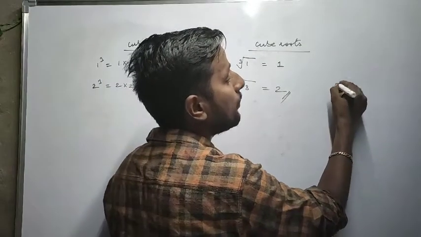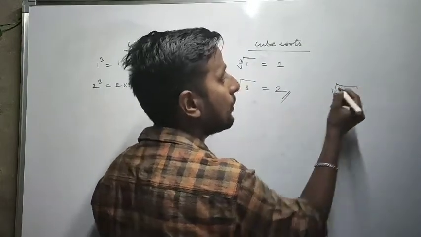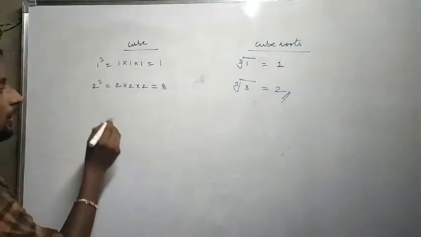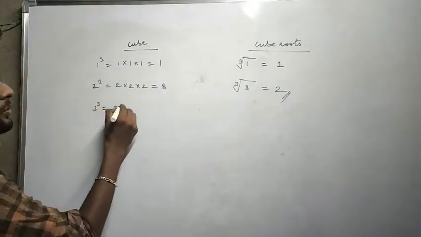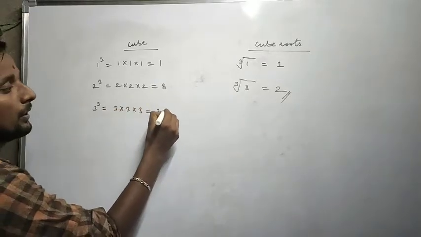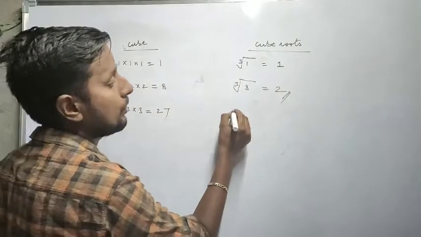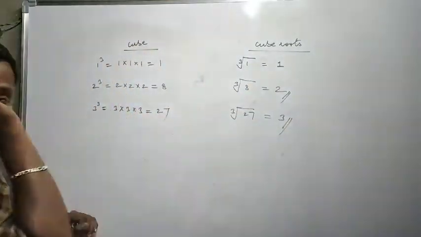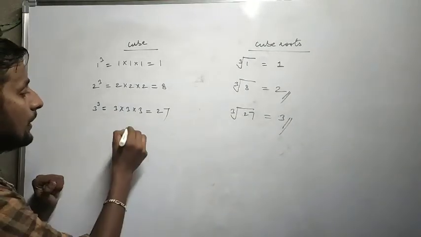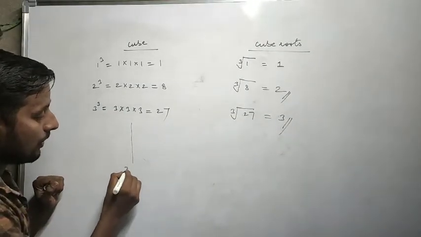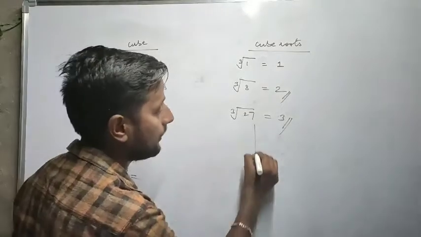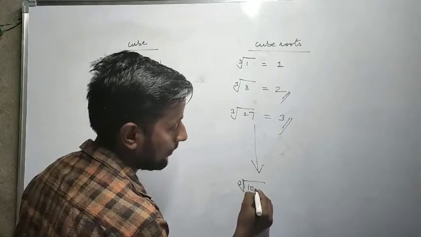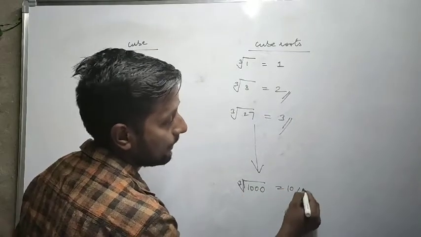So here I mentioned 3. If there is no number, that will be treated as a square root. Square root means here the number is 2. Okay. Next, 3 cube is equal to 3 into 3 into 3. That's 27. So the cube root of 27 is equal to 3. Correct? In this way, write up to 10 cubes and write 10 cubes' cube roots also. The cube root of 1000 is equal to 10.